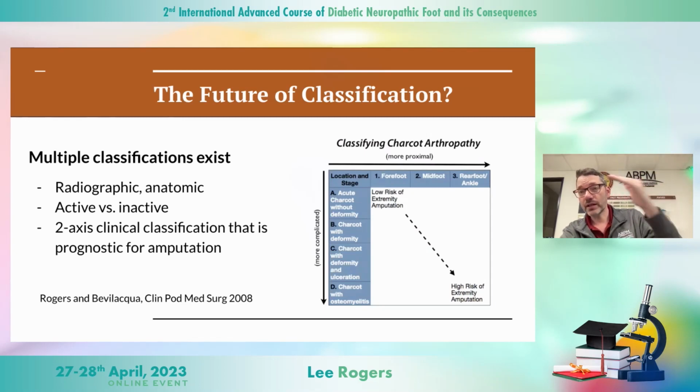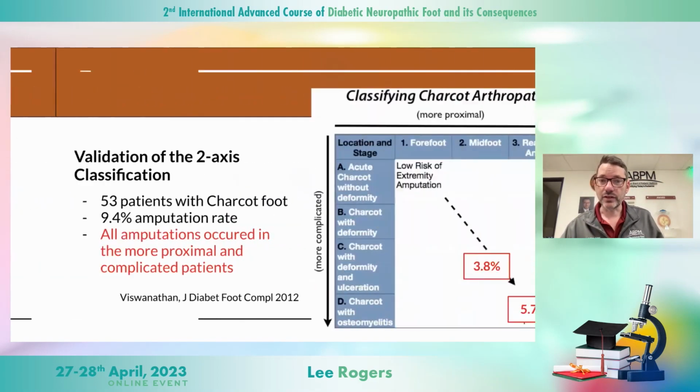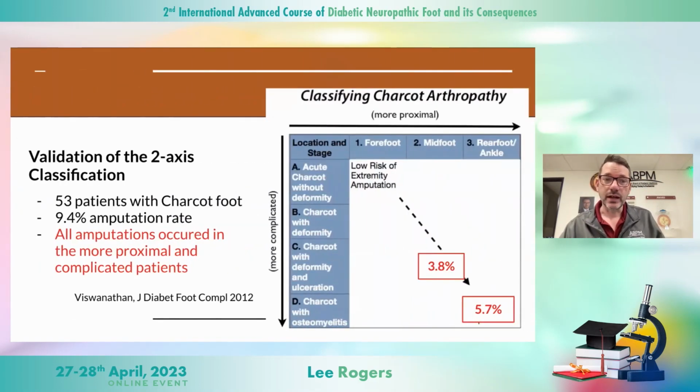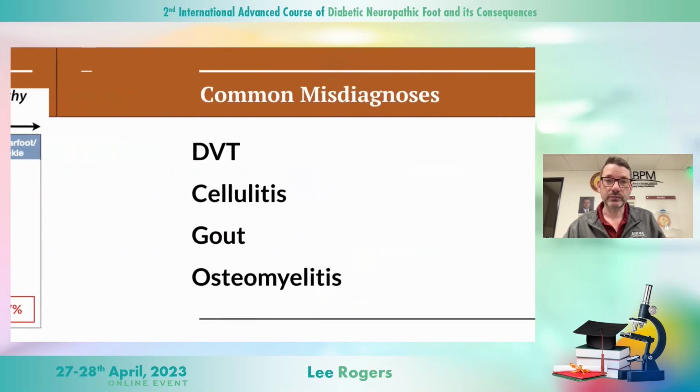And the more proximal your Charcot gets and the more complicated it gets, the more likely you are to have an amputation. And this was later validated by Vijay Viswanathan and shown the amputation rate definitely increases as you get more proximal and more complicated.